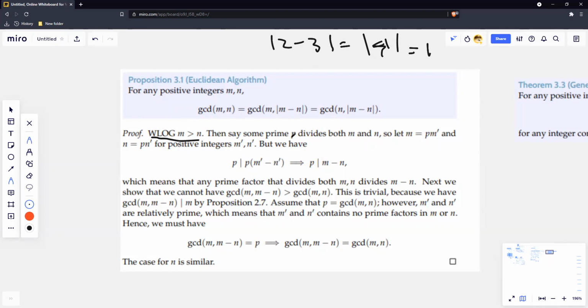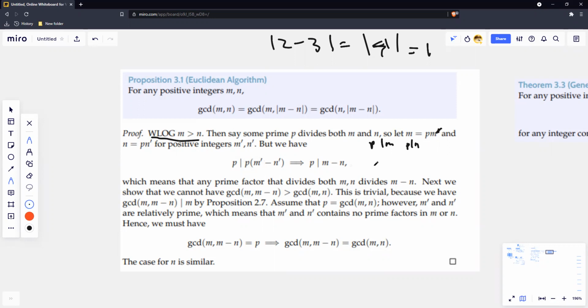Then say we have some prime p that is divisible by both m and n. So p is a factor of m, and p is a factor of n. So let m be equal to p times m prime. This m prime is not equal to m; it is a different variable itself. And then n is equal to p times n prime, for positive integers m prime and n prime.